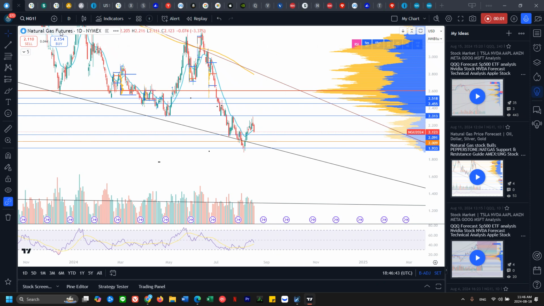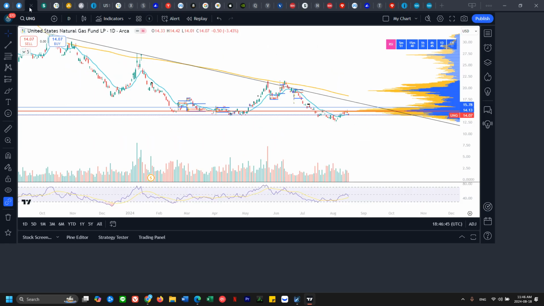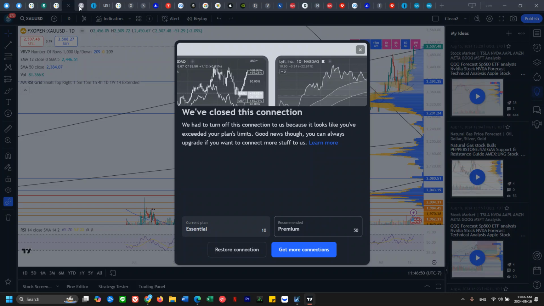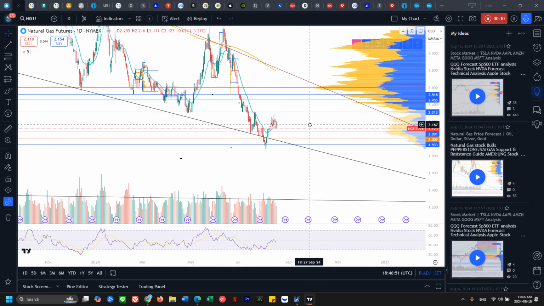Today we'll be looking at technical analysis on natural gas, UNG, the US dollar, oil, gold, and silver. So we'll be looking at their support and resistance levels, as well as a couple patterns and what's the most likely scenario for price heading into later next week.